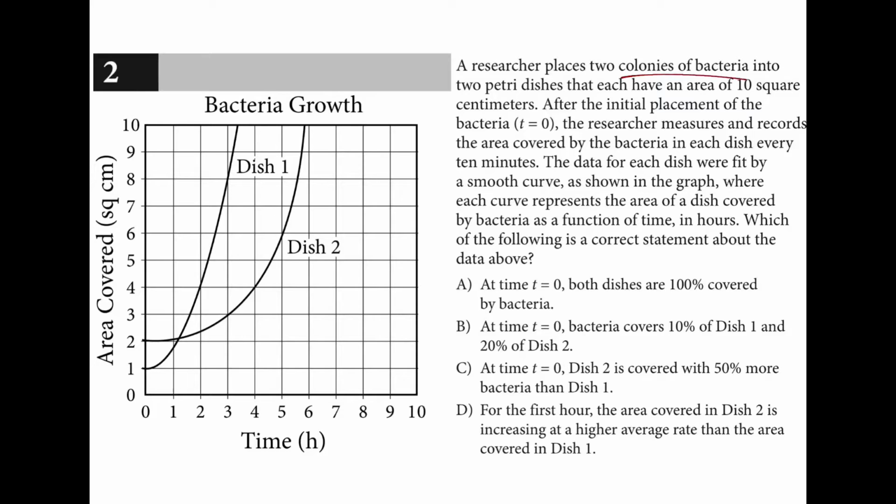So we had two different colonies of bacteria. There was an initial placement of bacteria, 2 and 1 square centimeters of bacteria. And then every 10 minutes we checked the growth. Which of the following is a correct statement about the data above? They are not 100% covered when t equals 0.